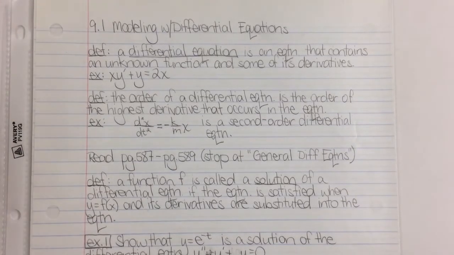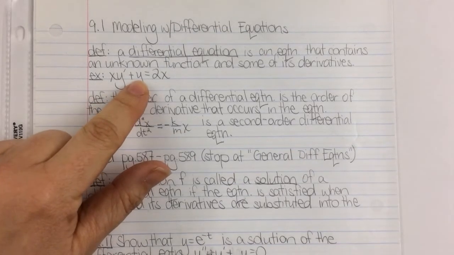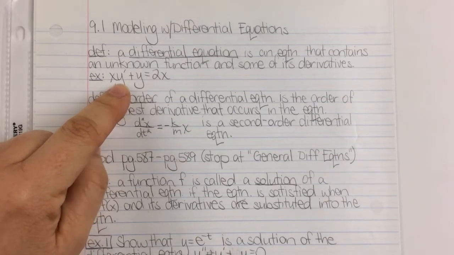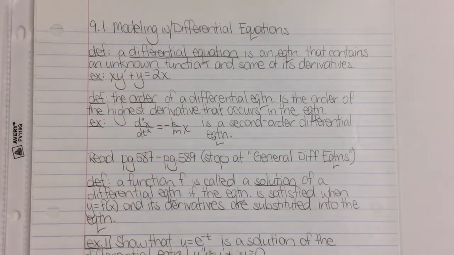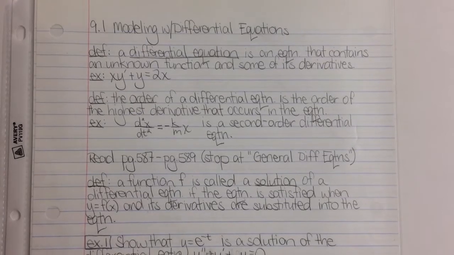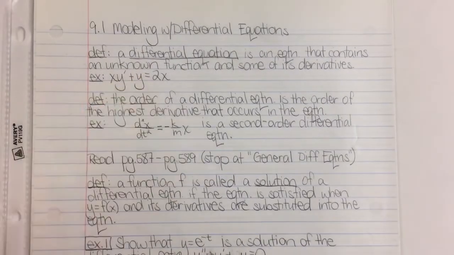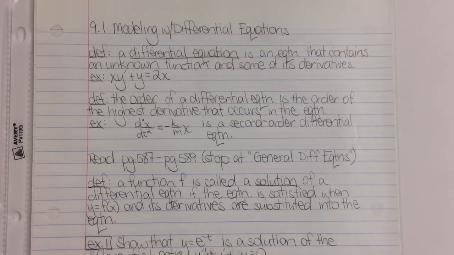A differential equation is an equation that contains an unknown function and some of its derivatives. So y is the unknown function, and some of its derivatives like y prime, or dy/dx, or y double prime, or d squared y over dx squared, any derivative notation for that function that's in the problem. It's always going to be a y and a y prime or something like that.